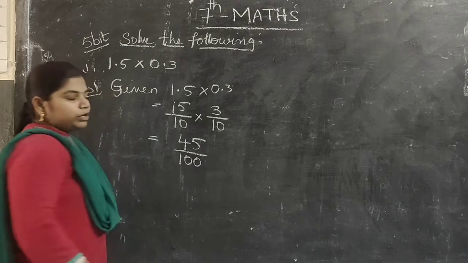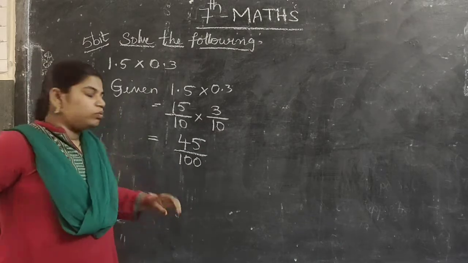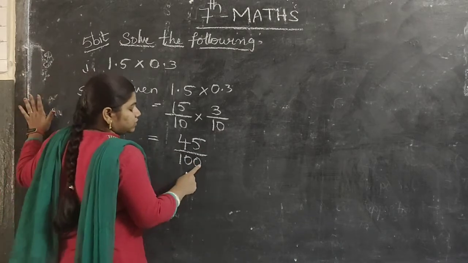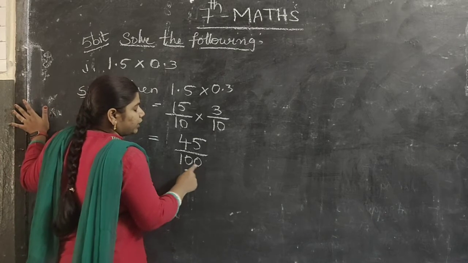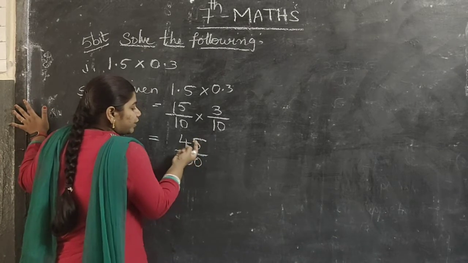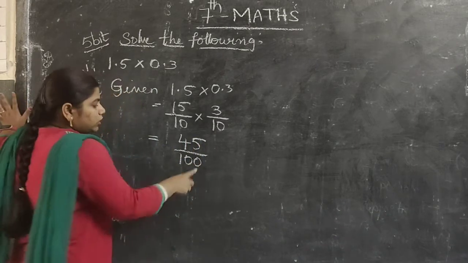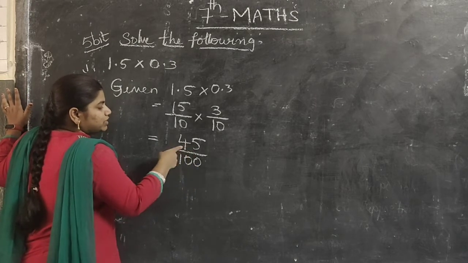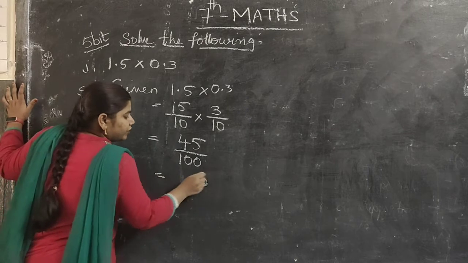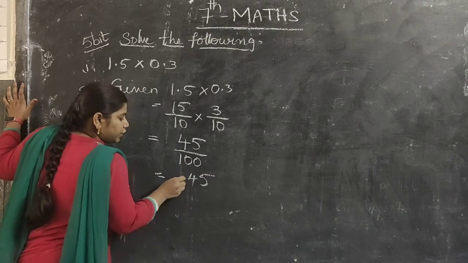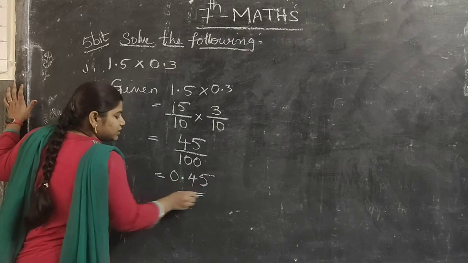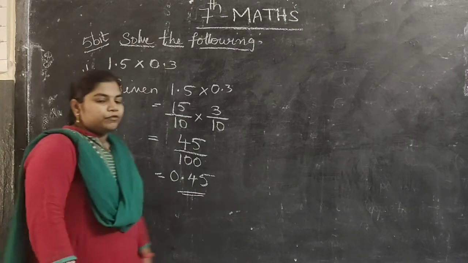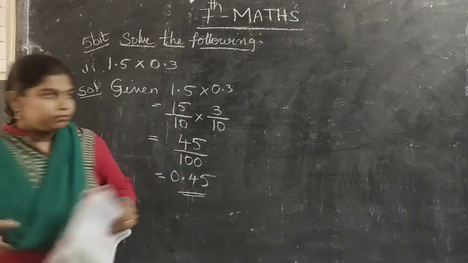So if you want to remove the denominator, what you will do: after how many zeros there are in the denominator, after that many digits we have to take the point. So how many zeros are there? 2 zeros are there. So after 2 digits we will get a point. That is first digit, second digit, point. So what is the result here? 0.45.